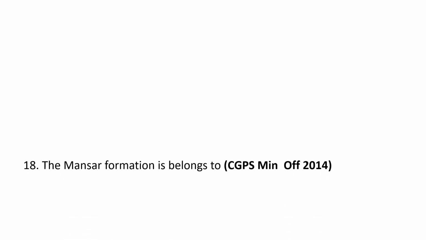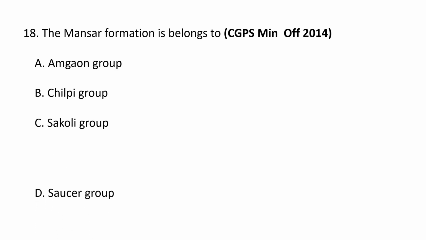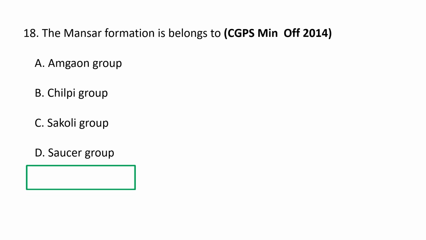Next question. The Mansar formation belongs to A. Aravalli group, B. Chilpi group, C. Sakoli group and D. Sausar group. The Mansar formation belongs to the Sausar group. This is a part of the Sausar group, and the Mansar formation is a widespread unit in the Sausar group, and it contains the main manganese ores of the gondite beds. So D. Sausar group is the correct option.